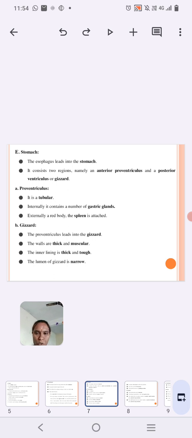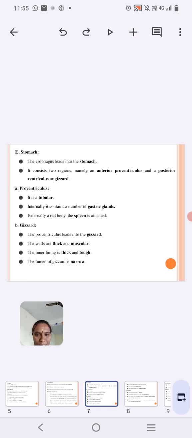The next part is the stomach. The esophagus leads into the stomach. The stomach consists of two regions, namely an anterior proventriculus and a posterior ventriculus, also called the gizzard. The first part is the proventriculus, the anterior part of the stomach. It is a tubular structure. Internally, it contains a number of gastric glands. Externally, it is attached to the spleen.